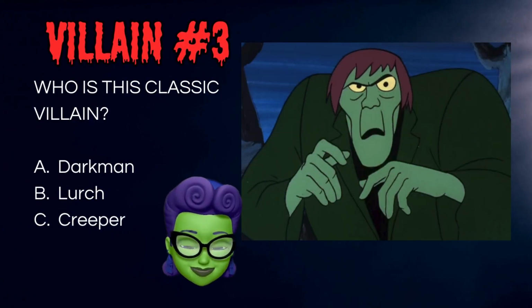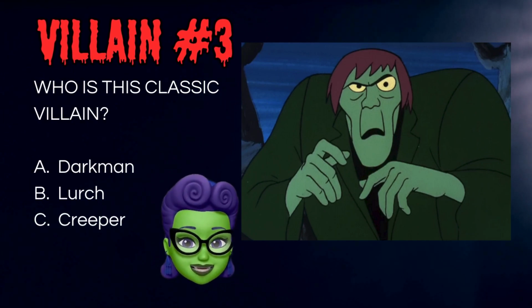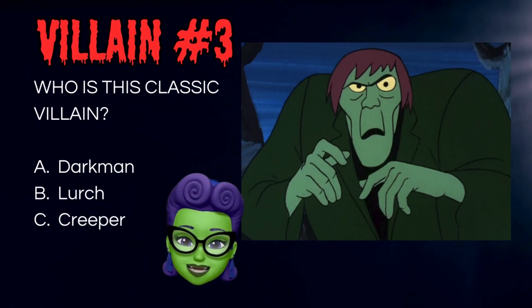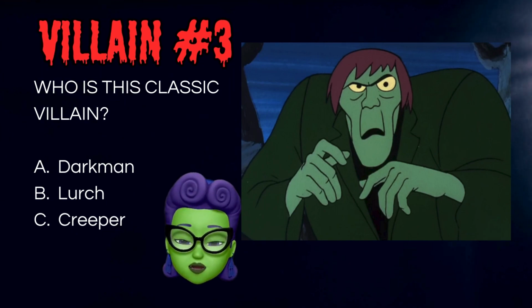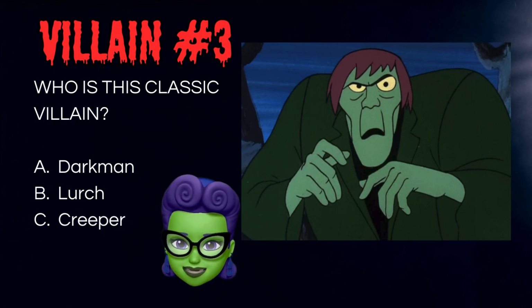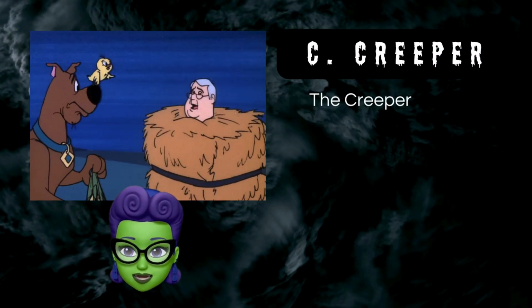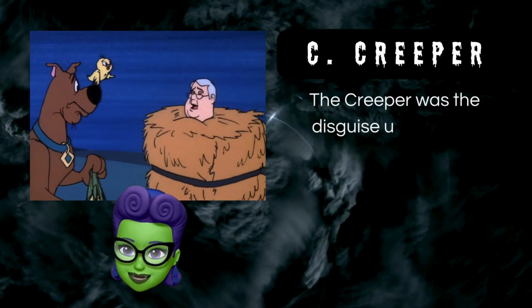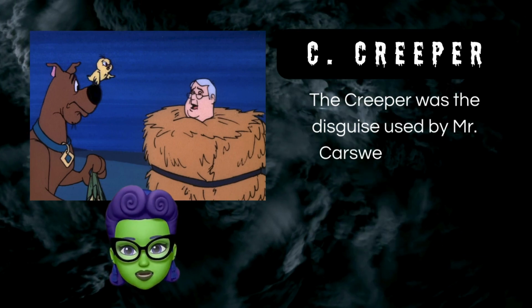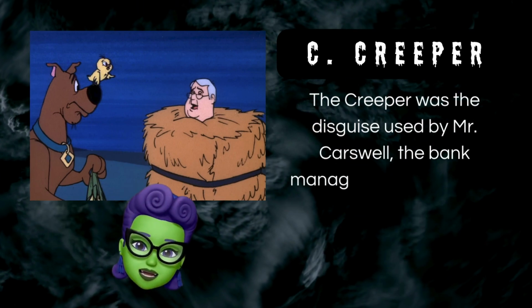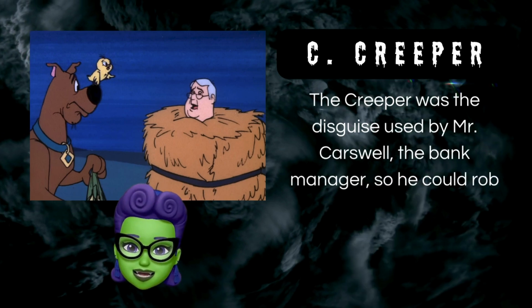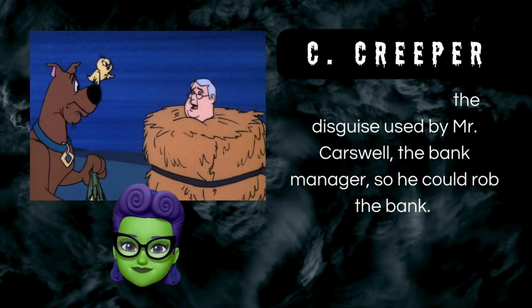Who is this classic villain? Is it A, Darkman, B, Lurch, or C, Creeper? The answer is C, Creeper. The Creeper was the disguise used by Mr. Carswell, the bank manager, so he could get away with robbing the bank.